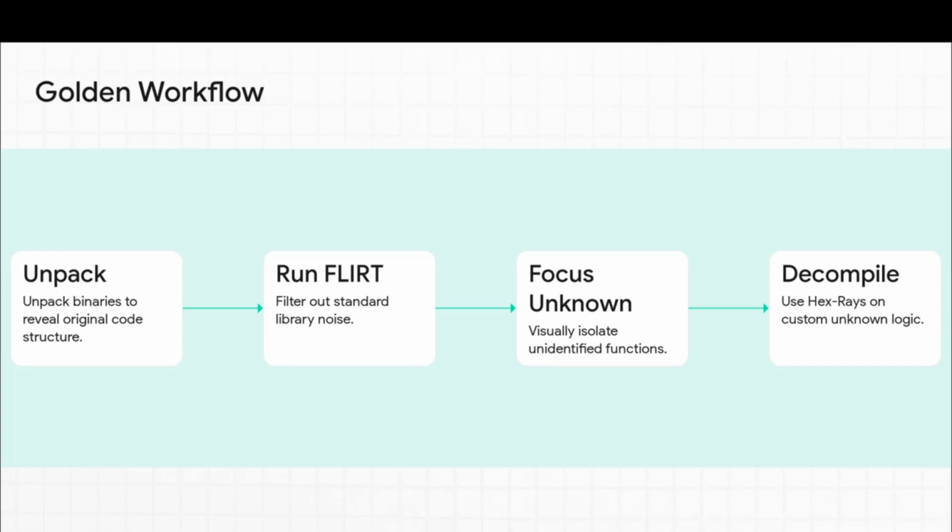Step 2. Run FLIRT to instantly filter out the standard library noise. Step 3. Visually isolate and focus only on the unidentified unknown functions. And Step 4. Unleash the Hex-Rays Decompiler on those specific unknowns. Stick to this step-by-step workflow, and you'll save yourself so much time.